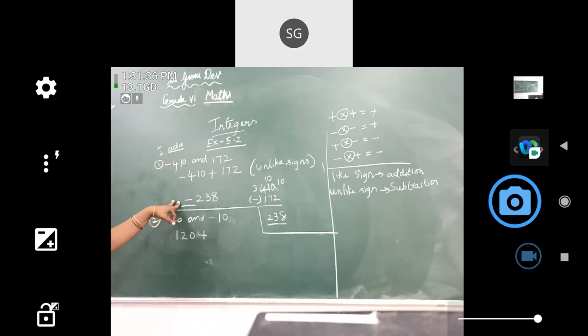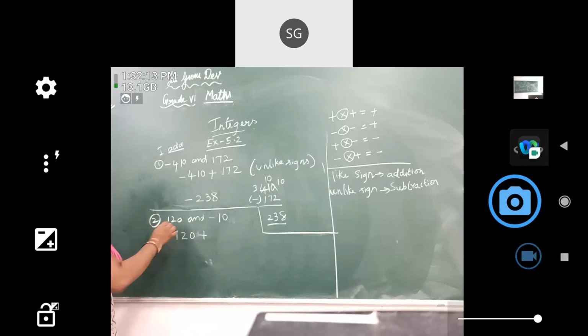Explain her, Tanushree. Ma'am, we should check which is bigger in this. You should check which number is bigger. There are two numbers here. Which is bigger here? Leave about the sign. Which number is bigger? 410. Very good. 410 is bigger. The sign of 410 is minus. So I put the same sign here. Understood? Yes, ma'am.